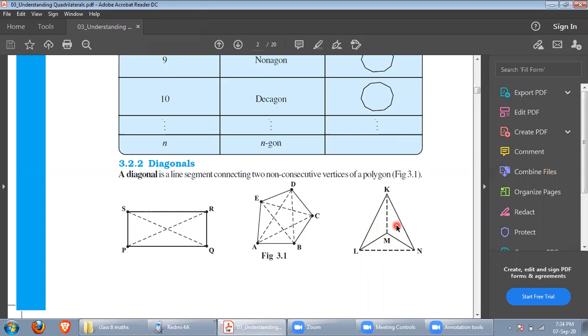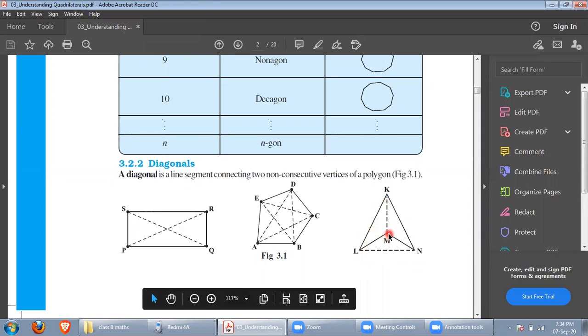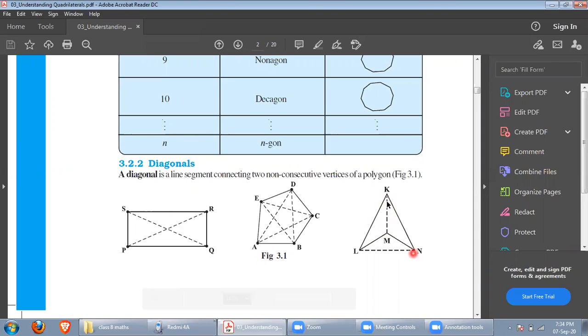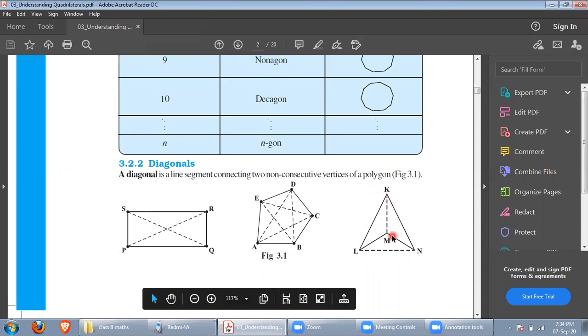Correct? Yes. This is a quadrilateral because it is a polygon. It is made up of line segments. It is closed. There is no crossing. So it is simple, closed, made up of line segments, four-sided. So this is also a quadrilateral. Yes. And what about this diagonal?